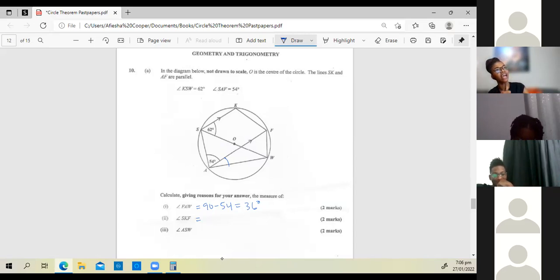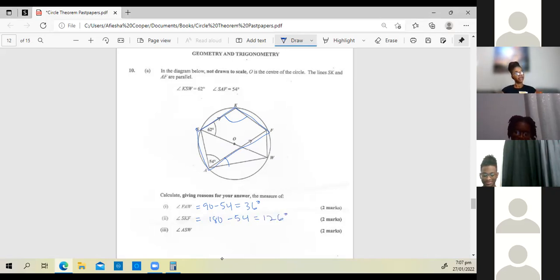Right? SKF. How much is that? Miss, 126. How did we get that? 180 subtract 54, opposite angles of a cyclic quadrilateral. How? Miss. I don't know what I did. Oh, yes, 54, yes. 180 minus 54 is 126. Yeah?